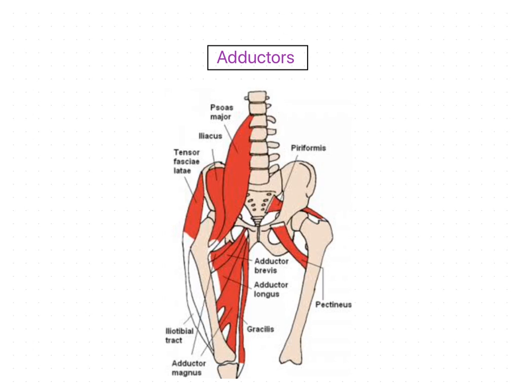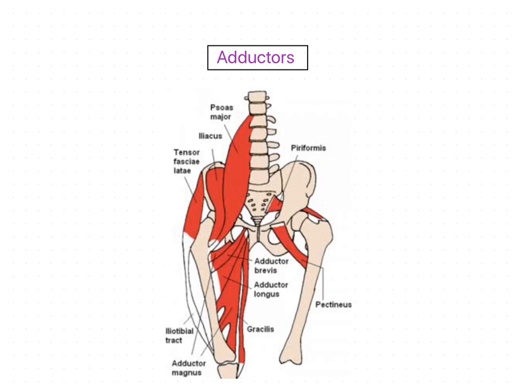Dear students, welcome back. In the previous session, we discussed hip joint musculature, that is the flexors, and the remaining hip joint musculature, that is the adductors, extensors, and the lateral and medial rotators, in this part. So now we will move on to the adductors of the hip joint.